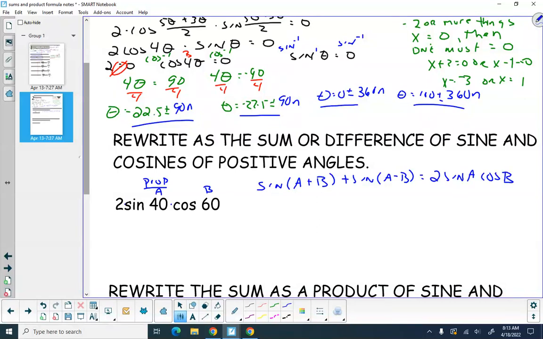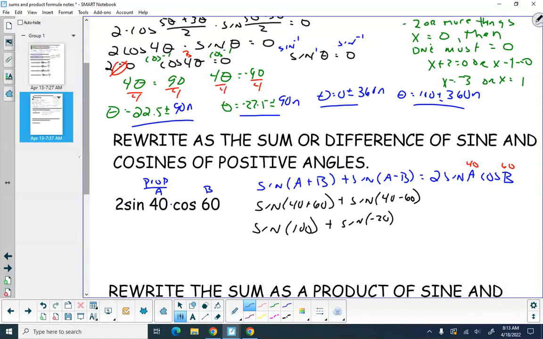The very first one that we worked on, I have 40 here, I have 60 here. So I just put in my 40 and my 60. Sine 40 plus 60 plus the sine of 40 minus 60. So we have sine of 100 plus the sine of negative 20.